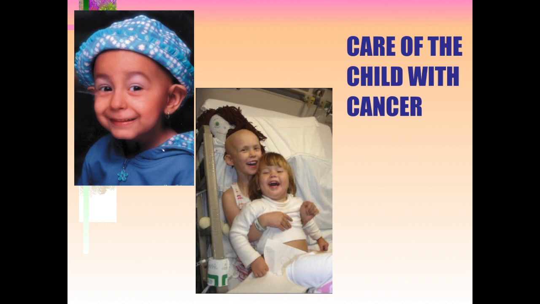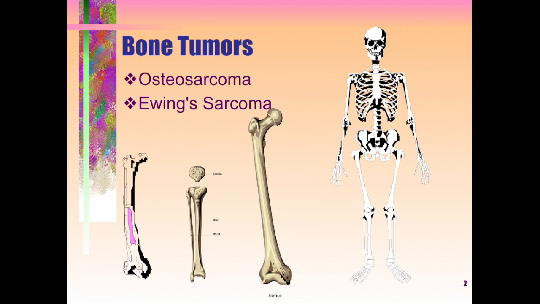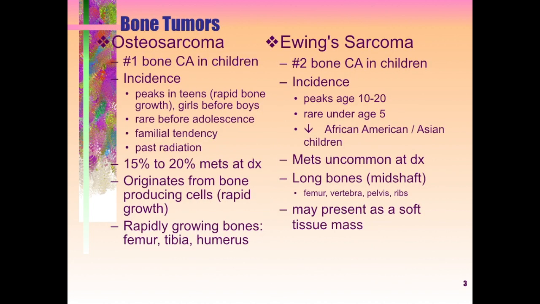This section will address bone tumors. The most common bone tumors that occur in children are the osteosarcoma and Ewing's sarcoma. So the most common is osteo. It occurs in teens at the time that they're going through rapid bone growth. Girls tend to do this before boys because they go through that growth spurt a little bit quicker.